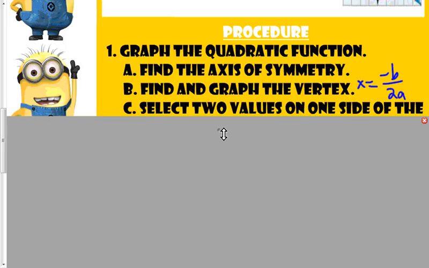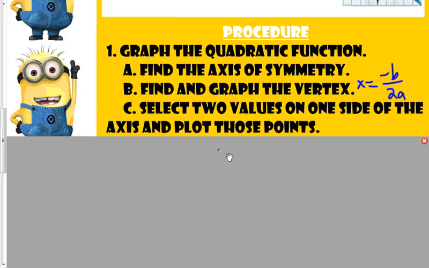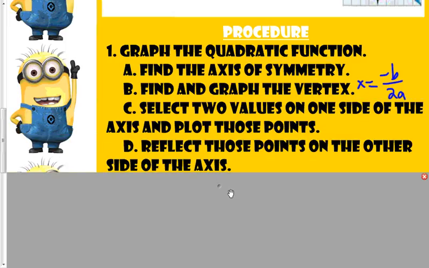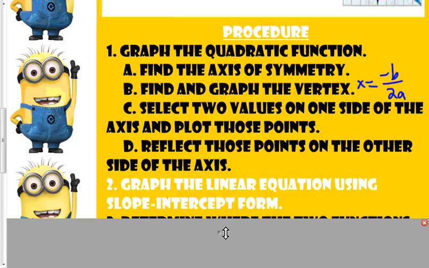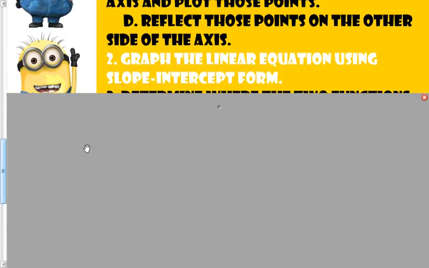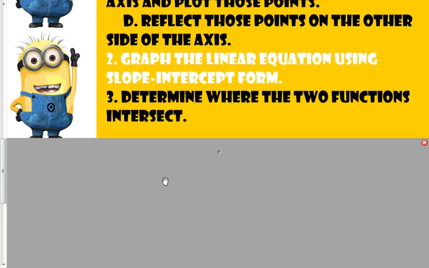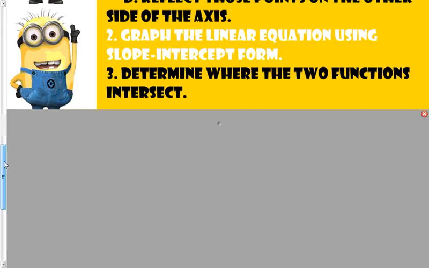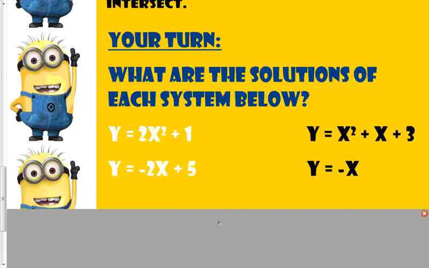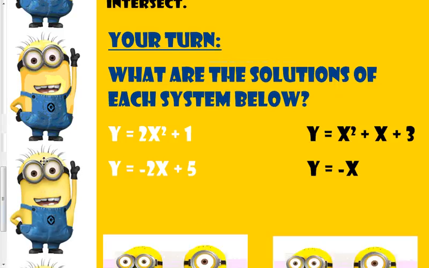Then we want to select two values on one side of the equation and plot those. So we're going to have to plug in two x values on one side and then reflect them across the other side of the axis. That's how you graph the quadratic. Graphing linear equations is hopefully a little bit easier to remember. We want to graph it using the y-intercept and the slope. All right, determine where they intersect, and that would be your solution or solutions. So I'm going to try one of these together and maybe have you do the other one on your own.